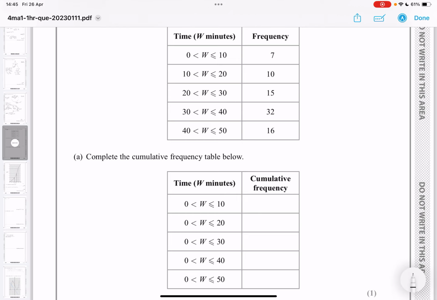So the first cumulative frequency is going to be 7. Now the next one, it includes 0 to 10, and it also includes 10 to 20. So that means you just add 10 and 7 together to get 17. The next one is from 0 to 30. So it includes the first one, the second one, and the third one. So you add all of those together, and that will give you an answer of 32. Then you do the same for the rest. So 32 plus 32 is 64. 64 plus 16 is 80.